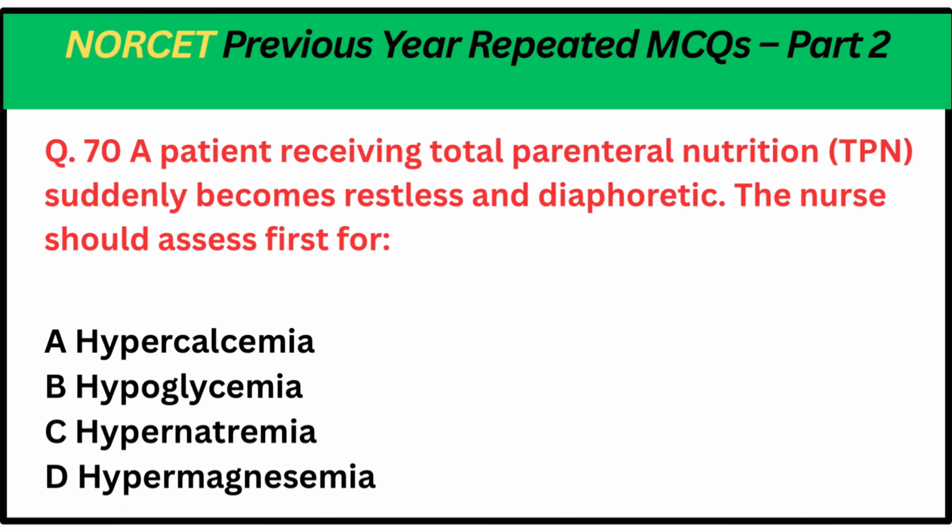A patient receiving total parenteral nutrition or TPN suddenly becomes restless and diaphoretic. The nurse should assess first for... Your correct option is option B, hypoglycemia. Moving to the next question, question number 71.